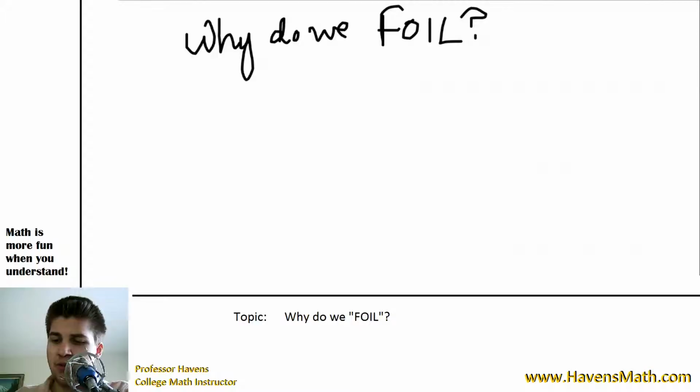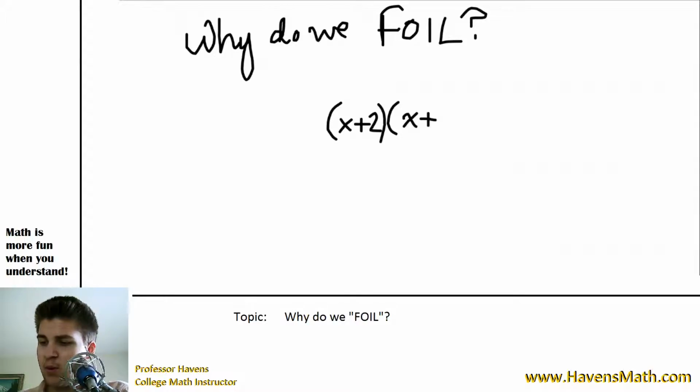But in case you don't know what foiling is, essentially if you have two polynomials, like say a binomial x plus 2, multiplied by, say, x plus 4, and we want to calculate the product of x plus 2 times x plus 4, the rule FOIL is a mnemonic to help us remember what we need to multiply. Essentially FOIL stands for four things, F-O-I-L: first, outside, inside, last.